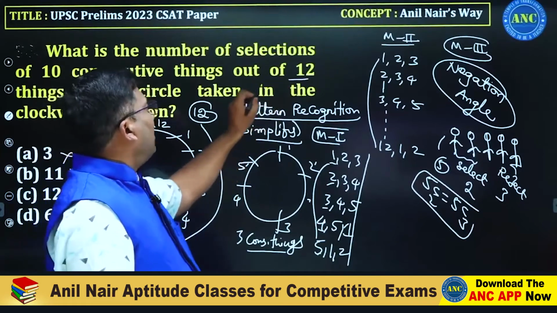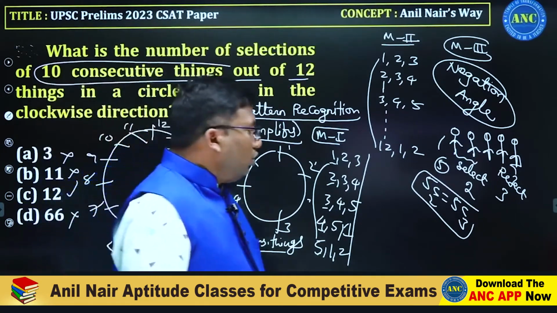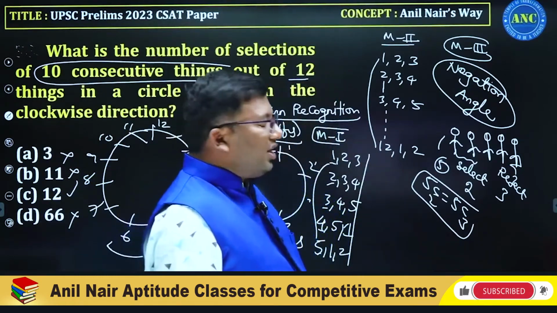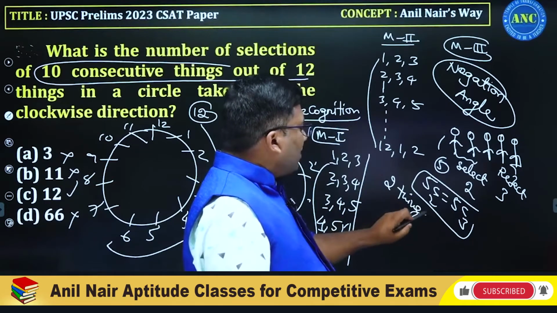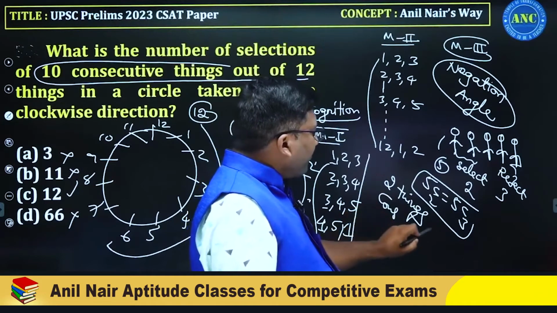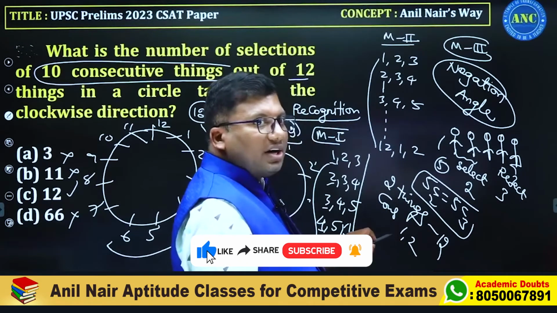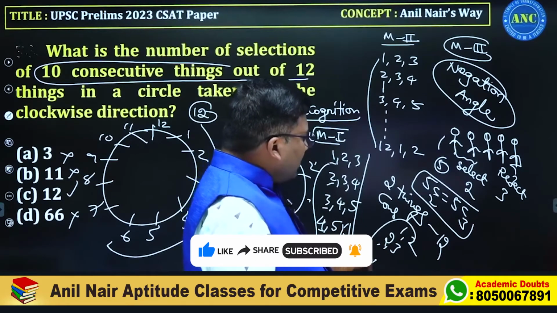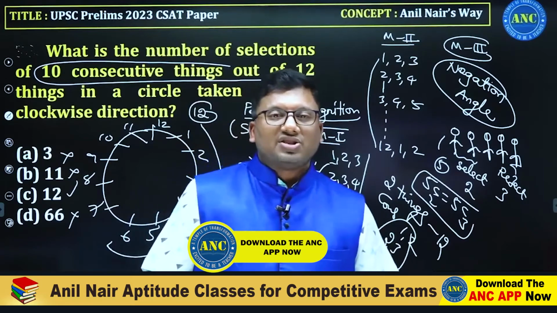Out of 12, if I am selecting 10 things, that means I am rejecting 2 things. In how many ways can 2 consecutive things be rejected? Out of 12, I am rejecting 1 comma 2, then 2 comma 3, and so on till 12 comma 1. Rejecting 2 consecutive things is nothing but selecting 10 consecutive things.